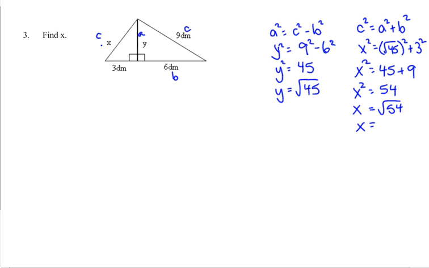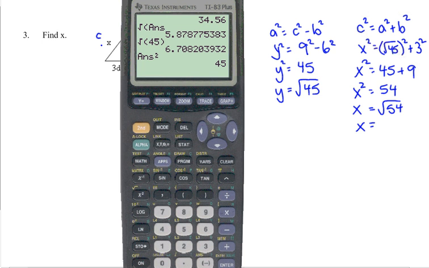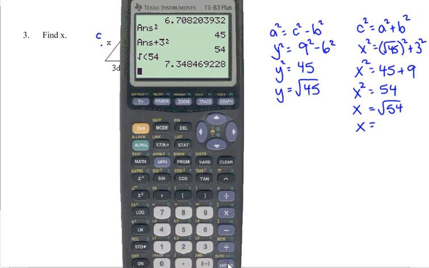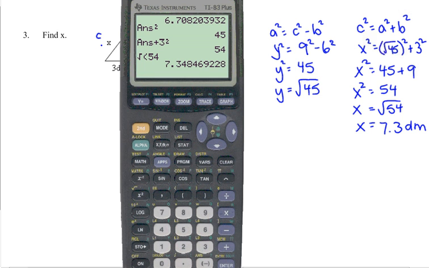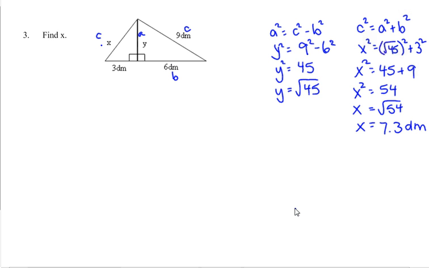The nearest tenth. So plus 3 squared, and then square root of 54, 7.3 decimeters. Okay? 7.4. No, you round down. It's 7.348. The 8 rounds the 4 up. No, you never double round. You never double round. So we just drop the rest of them. Just look at the number before. Okay? All right.